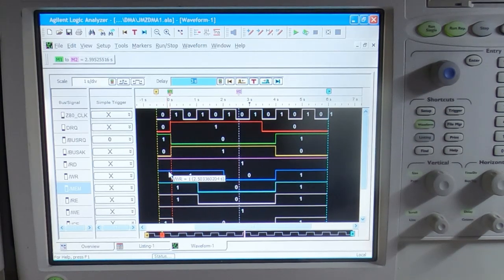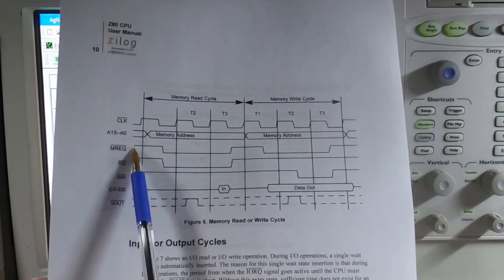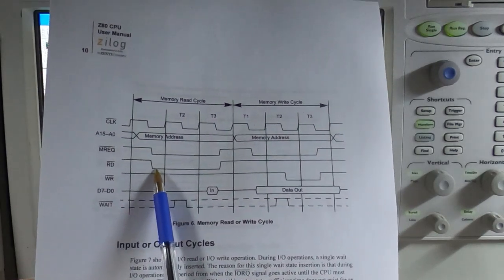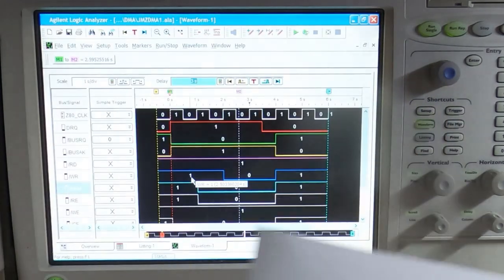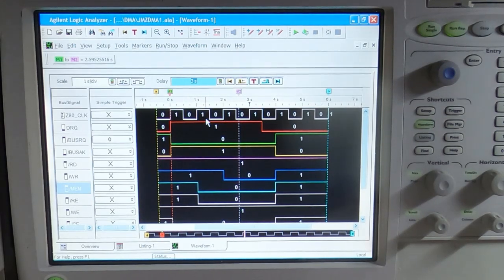Like I said, it's a read cycle, and if we compare the signals to what is in the data sheet, what we should be getting is memory request and read should go low at the same time, and that should be the first falling edge of the first T cycle, and as you can see, that's exactly what's happening. Now it may look like the system isn't working correctly because we've got both a write and a read line going low, but remember that one part of the system is being read, so we're reading the floppy drive controller, and the other part of the system is being written. We're writing the value to RAM.